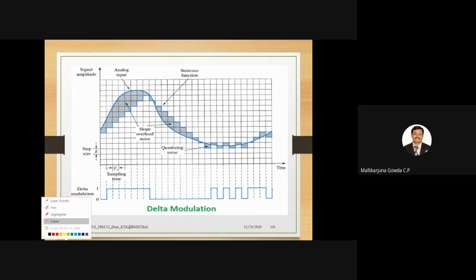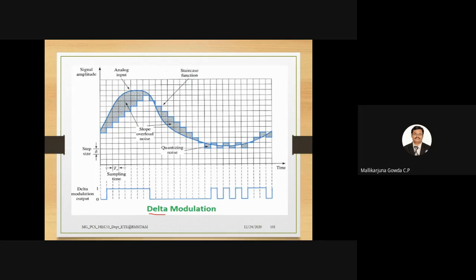So here what we are finding is when the input signal changes very fast, since the step size is fixed in case of delta modulation, it will not be able to track the original analog input signal. So there is a gap. If I want to keep track of this, I need to increase the step size, which means I need to make the step size variable. Because here in delta modulation, the step size is fixed.